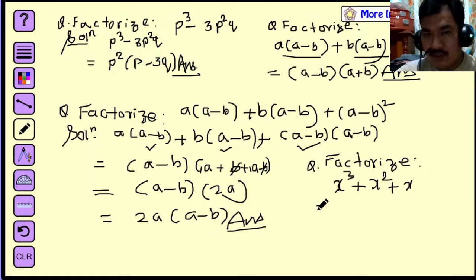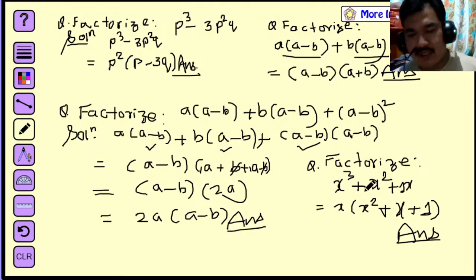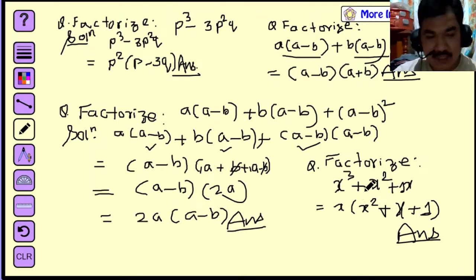In this case also, we have to find the common factor. What is common in all? We have clearly seen that x is common in all. If we take x common, then x square remains here, and x remains here: x square plus x plus, and here its coefficient is directly 1. If x has gone common, then 1 will remain here. Like this we have to factorize by taking common.